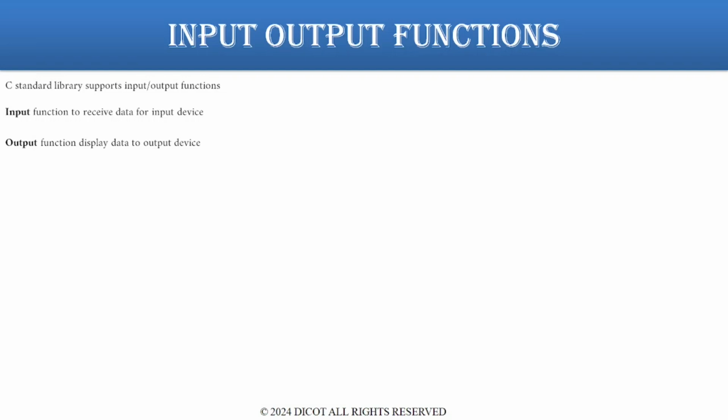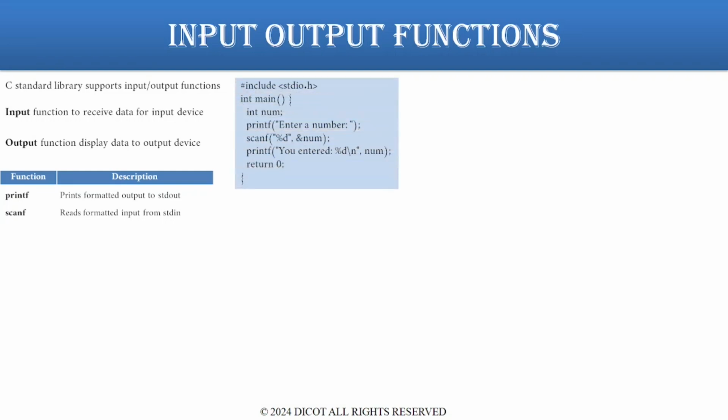printf prints the formatted output to the standard output device. scanf reads the formatted input from the standard input device. Let's see an example.